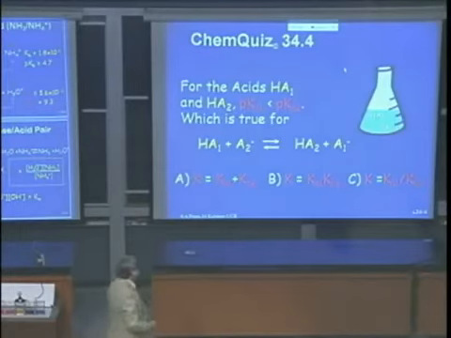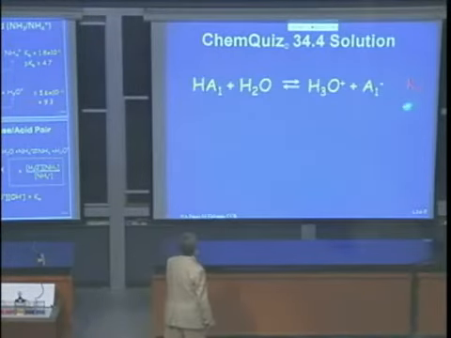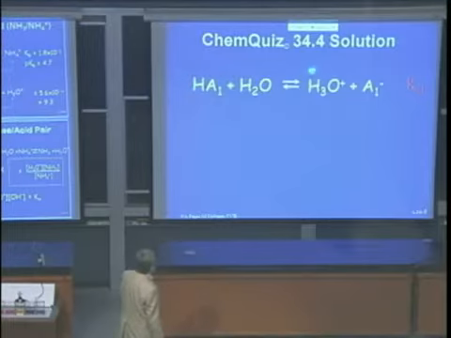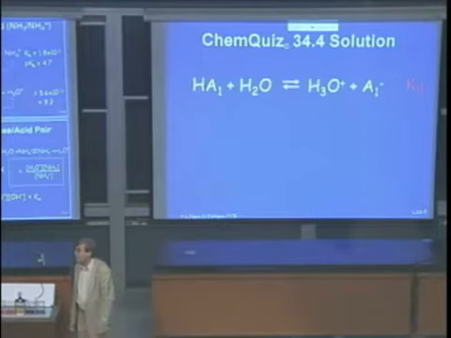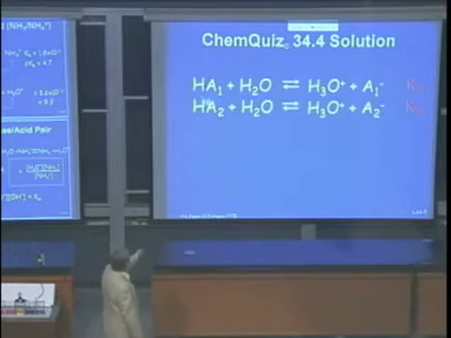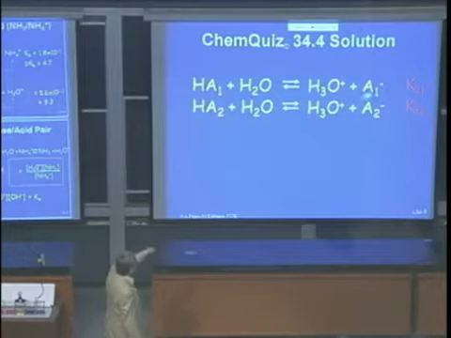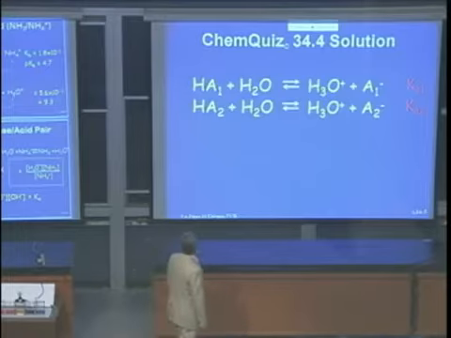So what you do is you say Ka1 is that equilibrium: HA1 plus water gives H3O plus and A1 minus. Nothing wrong with that. So you do the same thing for A2: HA2 plus H2O gives H3O plus and A2 minus. Okay, so that's Ka2. But we don't want this.